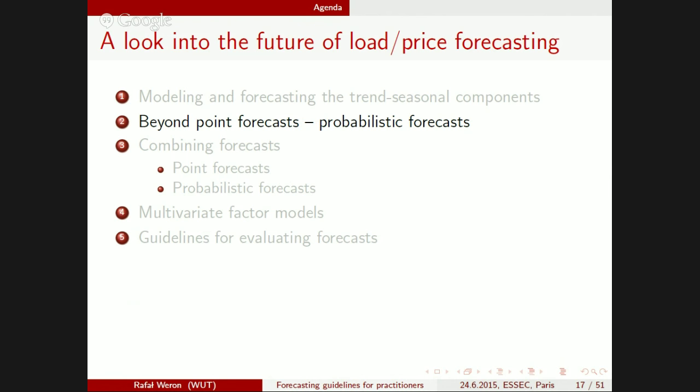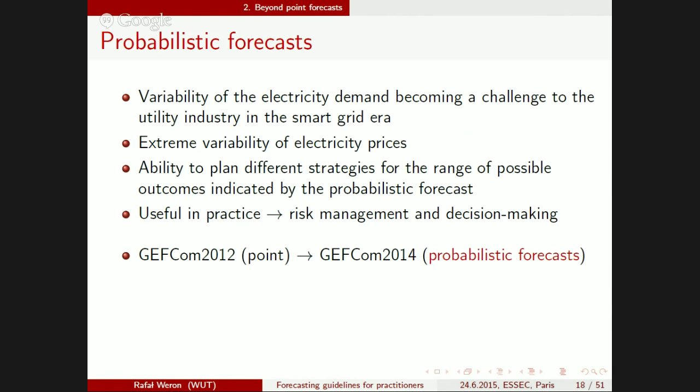The next point here is probabilistic forecasts. As I said in the introduction, probabilistic forecasts give you more information than what you are typically used to, meaning a point forecast, just a point estimate of the next days', next weeks', or next month's value of a price or load. Given that nowadays in the smart grid era the variability of load demand is so high, it becomes a challenge to forecast the loads. The methods that have been used for many years may no longer be adequate in this case. The extreme variability of electricity prices also questions whether looking just at the point forecast is enough. Perhaps we need more information.